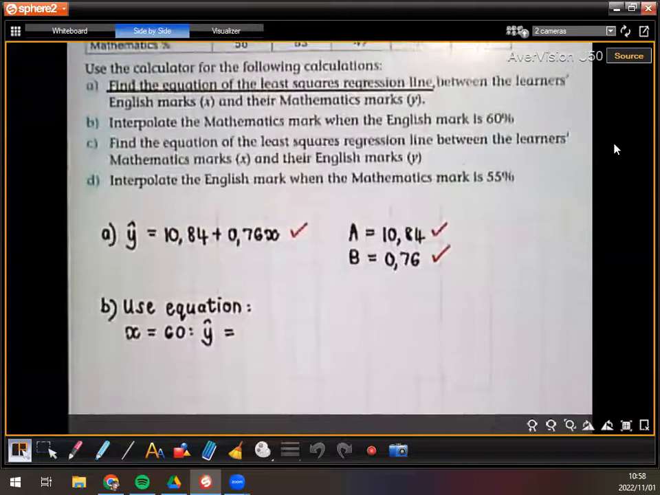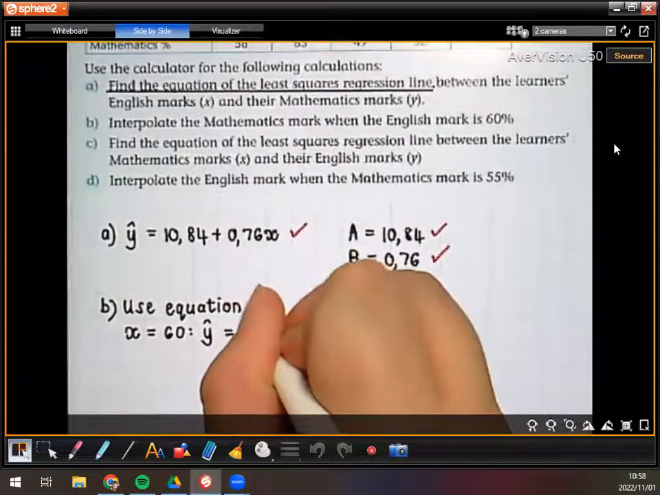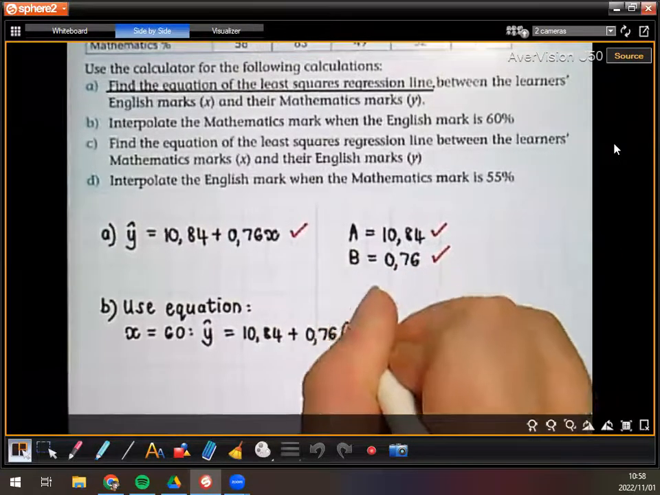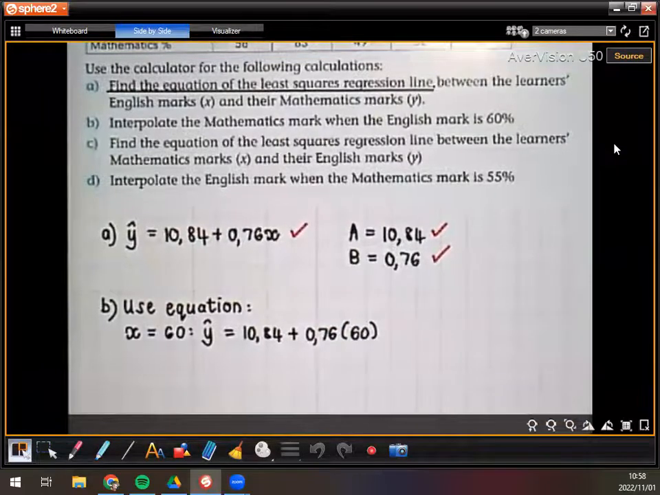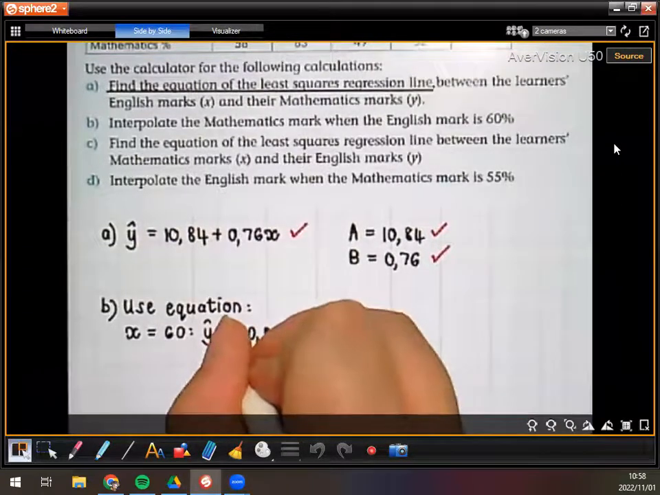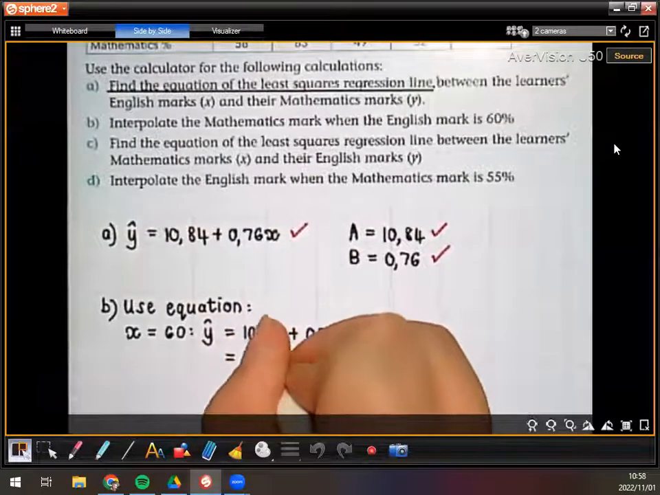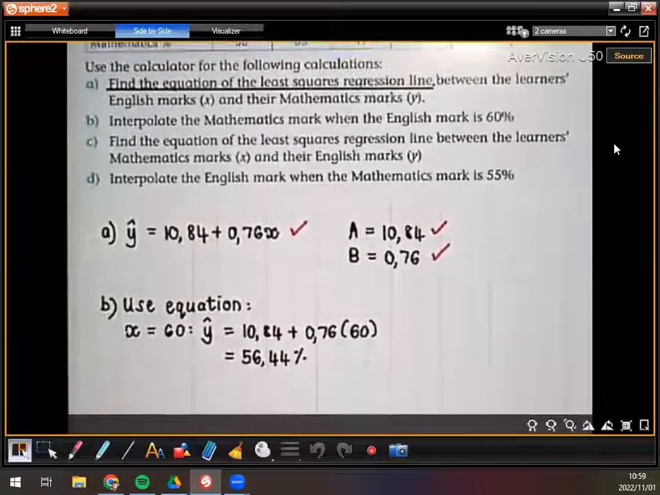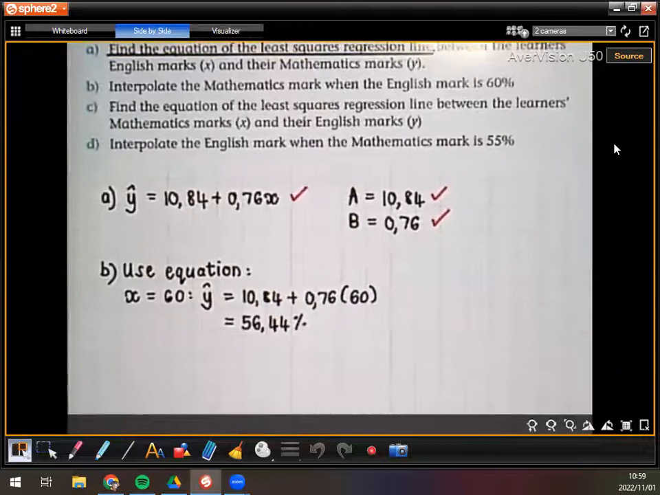Okay, so we do CA that. So we're going to do 10,84 plus 0,76 times X, which is now 60. You can type that into the calculator and you will get an answer of 56,44%. So that is now the estimation. If someone is getting an English mark of 60, then we expect them to get a maths mark of about 56. Okay, and leave it like that, don't round it to the nearest percentage unless they ask you to.